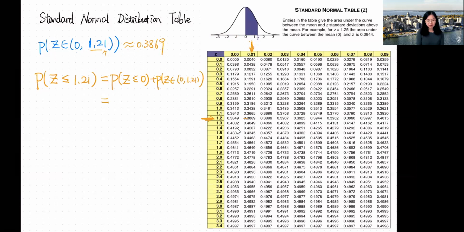We know from symmetry that the probability that z is less than or equal to 0 is 0.5. And we know from the table that this probability is 0.3869 approximately. Therefore, together that's 0.8869.